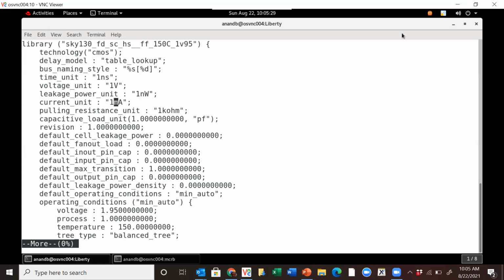Okay, things like this. And this particular .lib is for a voltage of 1.95 volts. Process is 1. So FF means, I guess they're calling it 1. And the temperature is 150 degrees centigrade. Okay, as you can see here. So that's in the .lib.